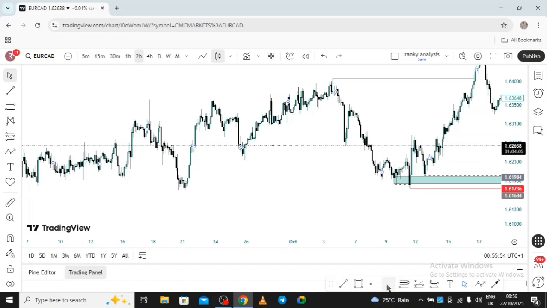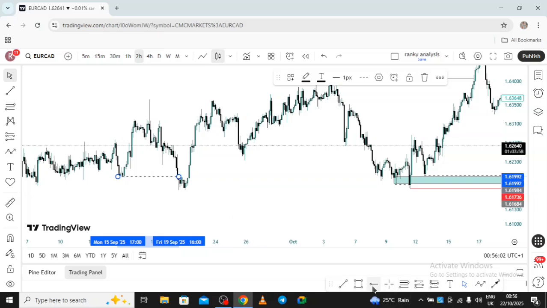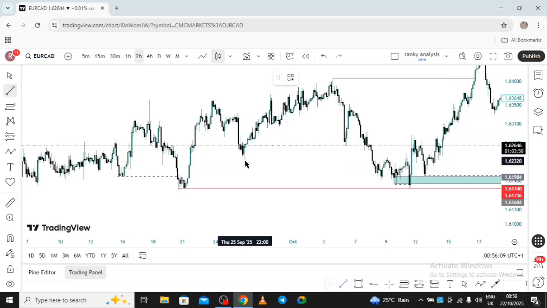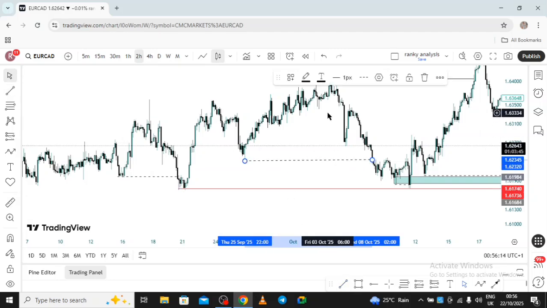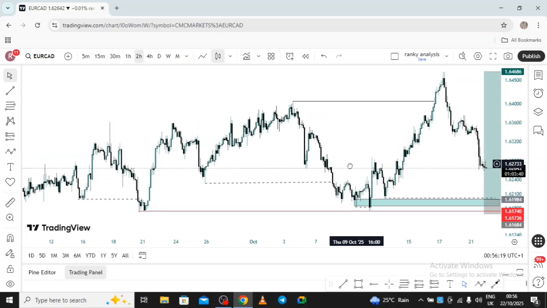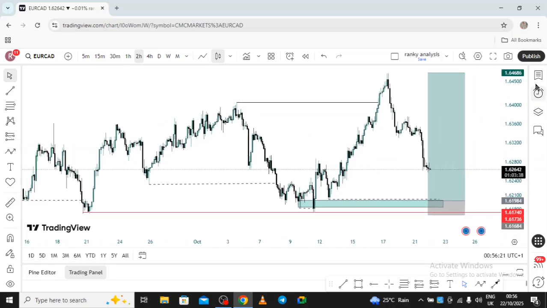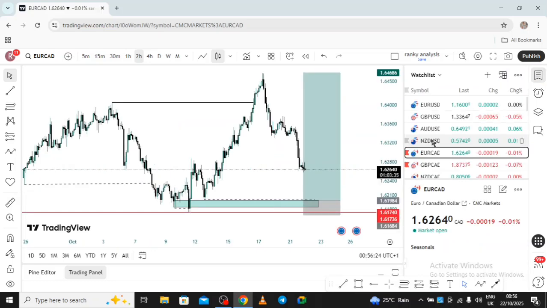What do we have here? You can see a sweep right here. You can see our protected low. These are structural liquidity. Then what do you expect? So price came back, took out the structural liquidity, and then went out to the upside. And we have one on there.